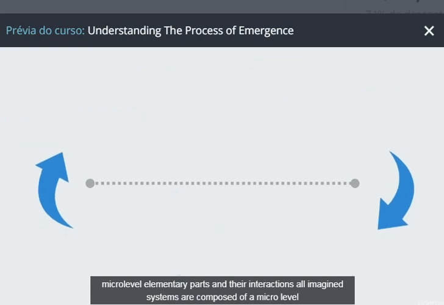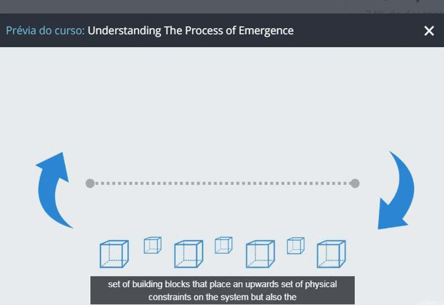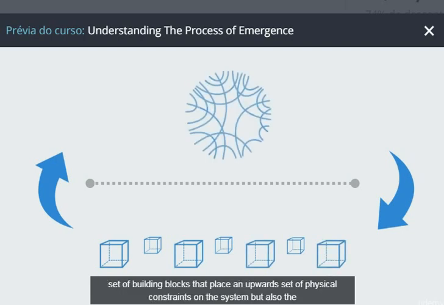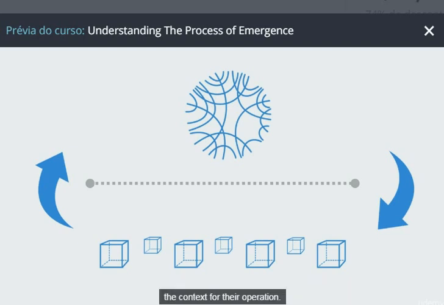All emergent systems are composed of a micro-level set of building blocks that place an upward set of physical constraints on the system, but also the macro-level defines a pattern of organization that then exerts a downward effect on the parts by creating the context for their operation.